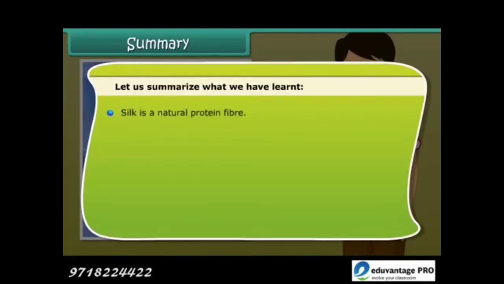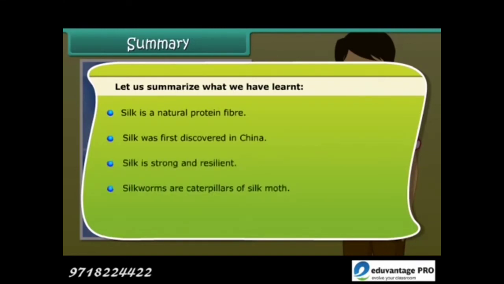Students, let's summarize what we have learned. Silk is a natural protein fiber. Silk was first discovered in China. Silk is strong and resilient. Silkworms are caterpillars of silk moths. Silk fiber is obtained from the cocoons spun by silkworms.